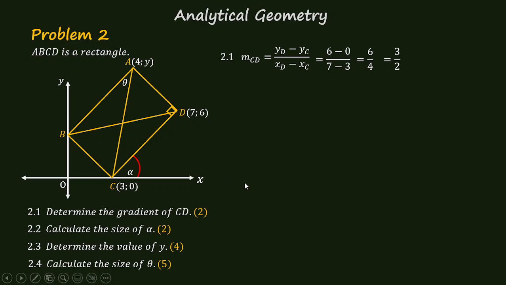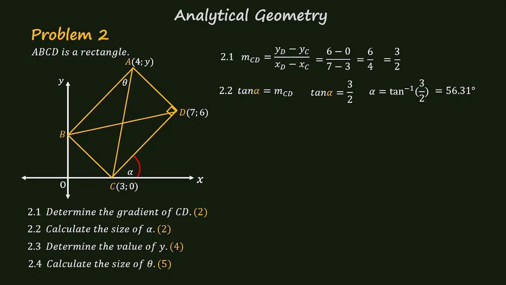We know the relationship between the angle of inclination and the gradient of the straight line. The tangent of the angle of inclination is equal to the gradient of the straight line CD. We have already calculated the gradient of the straight line CD, which is 3 over 2. All we have to do now is use our trig to find the value of alpha. In this case, alpha is 56.31 degrees. So that is the angle of inclination.